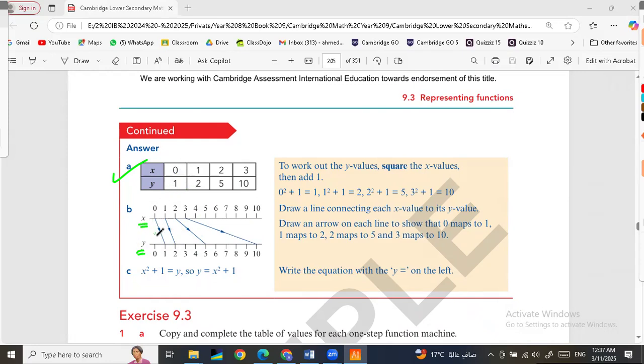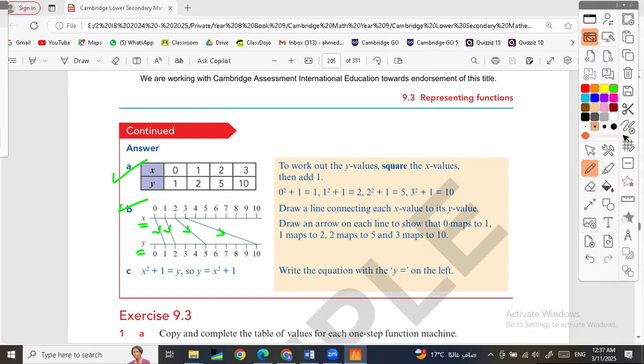So how do I do the mapping diagram? I depend completely on the table of values. So 0 with 1, just match. 1 with 2, match. 2 with 5, match. 3 with 10, match. And don't forget the arrow. All right, that's what we call a mapping diagram. And this is what we call again the table of values.